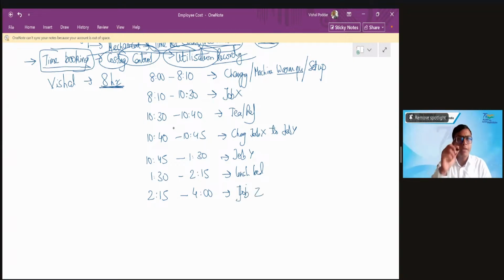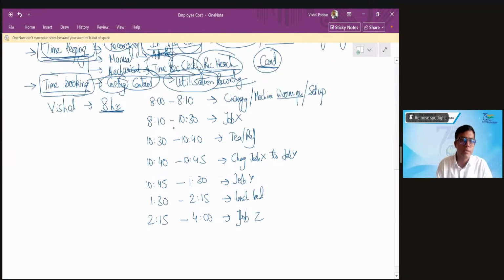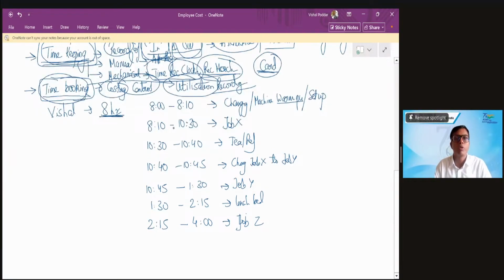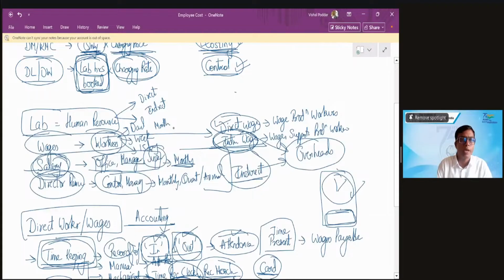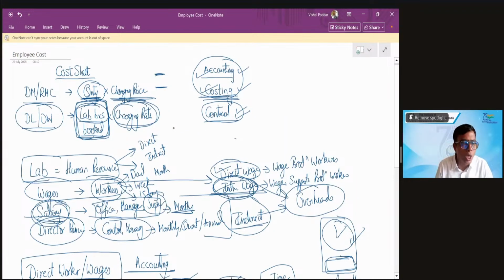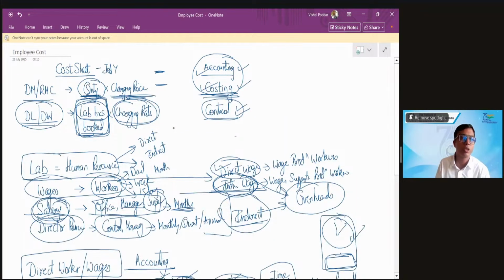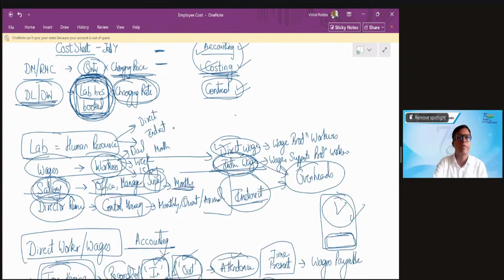Now, this type of recording is what is called time booking, which is going to record how I have utilized my time. Now, what is the purpose? One, doing costing. How? I will get to know how much every worker is working on different jobs. So let us say now you are preparing the cost sheet of job Y. You need to charge the labor cost, for which you need to know how much time the workers have actually worked on this job. That you will get from time booking.